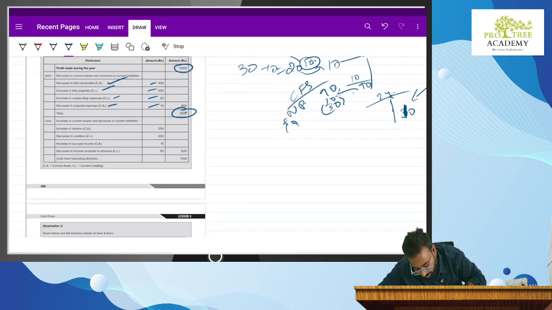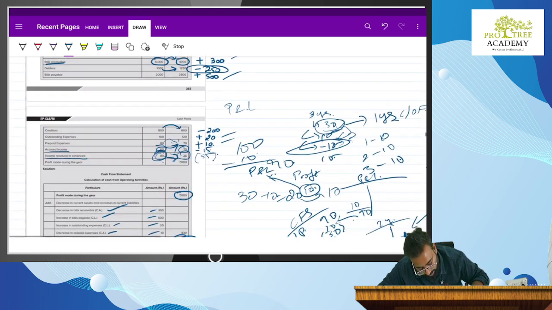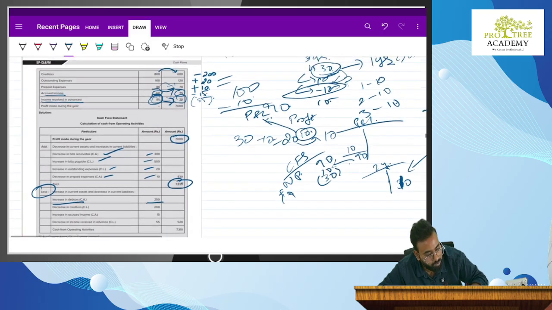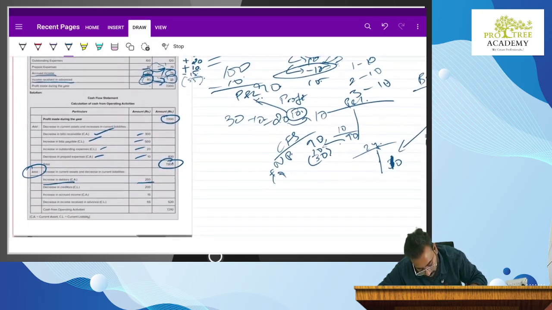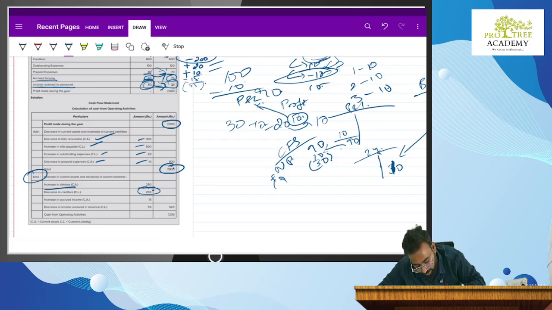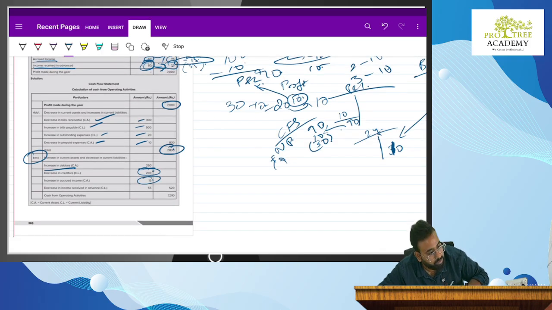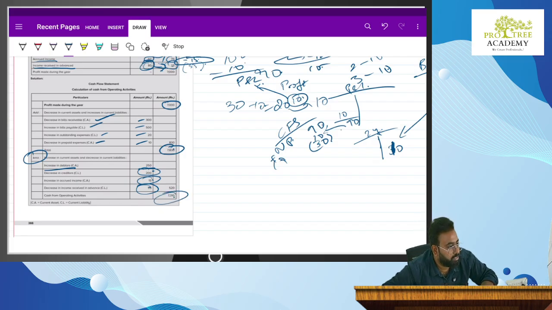Then increase in debtors, sir. Minus. Correct? See here, less. Okay? Then what's the next? Decrease in creditors, minus. Yes or no? Next. Increase in accrued income, minus. Decrease in income received in advance, minus. We'll arrive at cash flow from operating activities. Simple, sir.